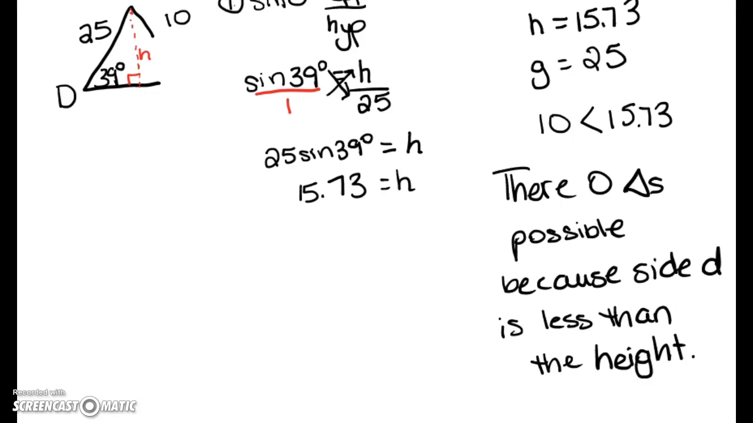Now suppose your side D was actually bigger than your height, then you want to go through each of those other cases and just see which of those cases fits your example. Then from there, you might be asked to solve your triangle, in which case you would just use your law of sine to solve. So now that we found out how many triangles are possible, that is it for that example.